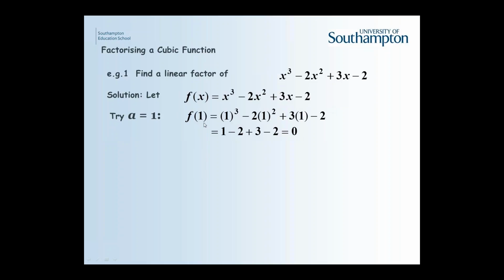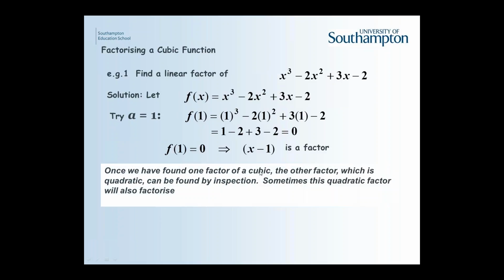Yay. So if f of 1 equals 0, then x minus 1 is a factor. That is what the factor theorem states. So we have found one factor. We can keep going and find lots of them like this.